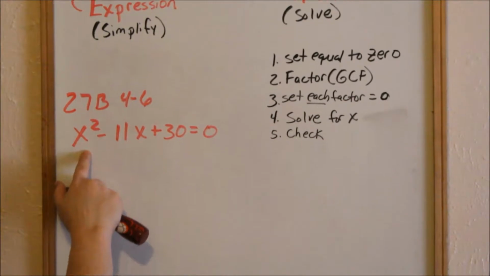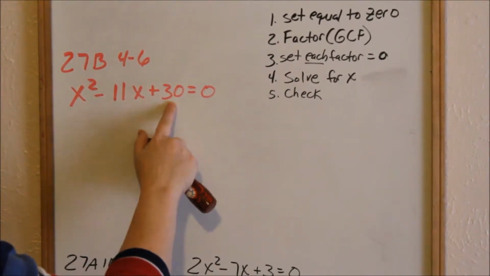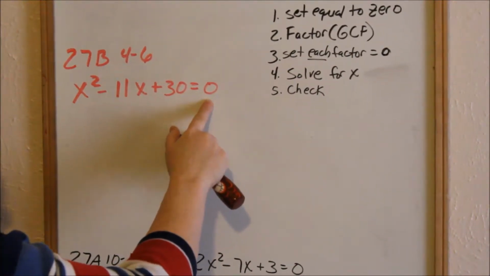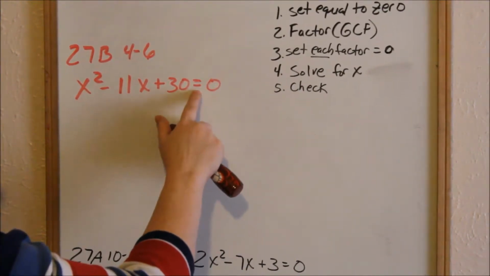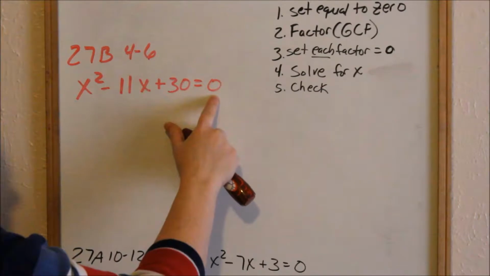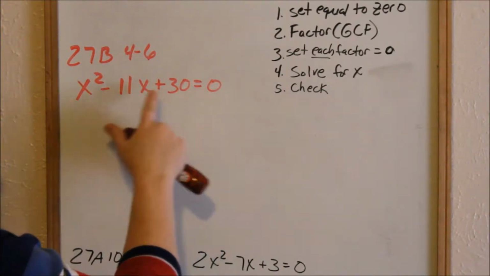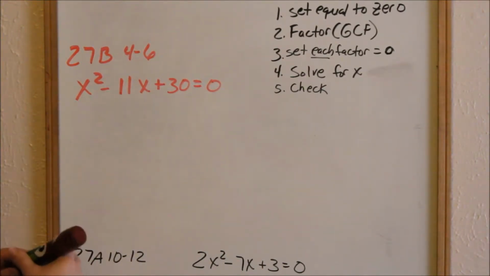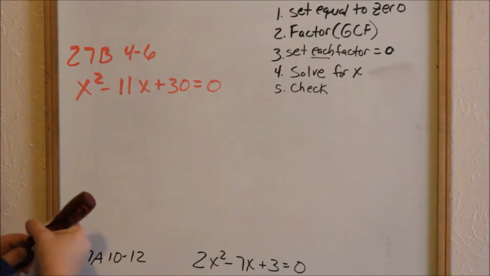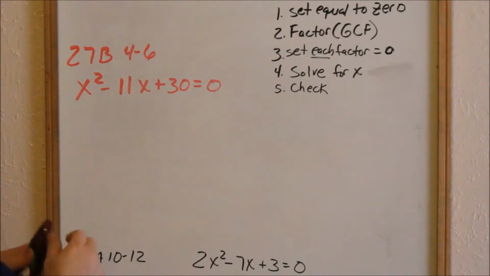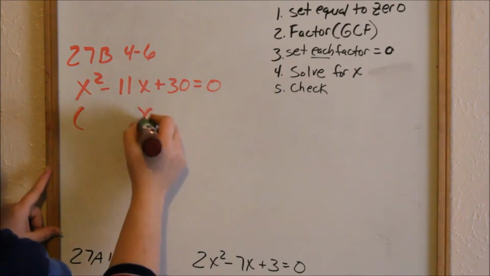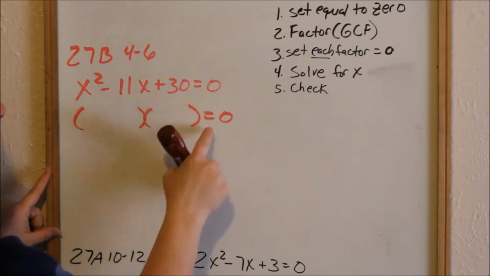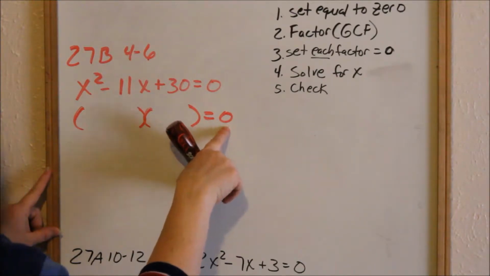Okay? Let's just do what I said these steps are over here with 27b, 4 through 6. We have the equation x squared minus 11x plus 30 equals 0. The first thing we always want to make sure is, step 1, is it set equal to 0? Yes, I have 0 over here on the right of my equal sign. The next step, factor. Can I factor anything out first? No. So I'm ready to factor into my 2 parentheses. So I do this, and I'm still carrying this equal to 0 out here.